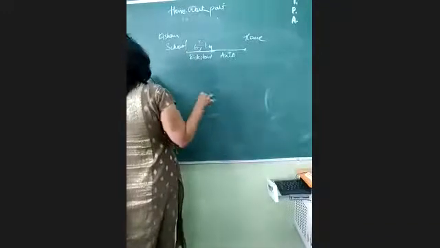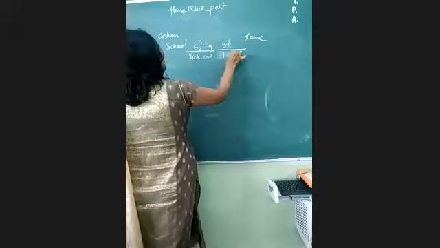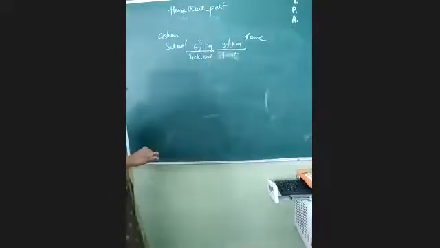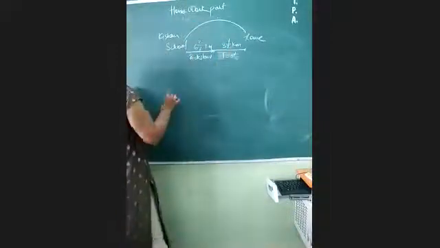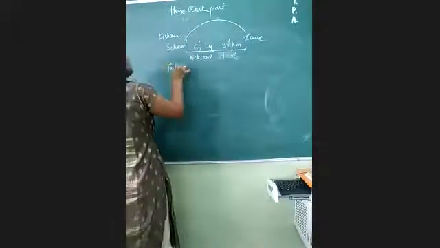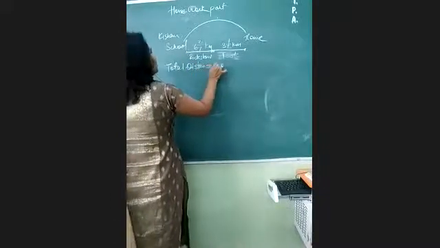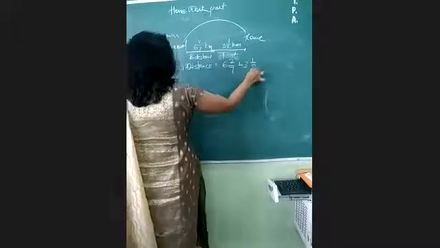Ma'am, it is on foot. Achha, sorry, this was on foot. 3 whole 1 by 2 kilometers. Okay? So here 6 whole 2 by 7 and 3 whole 1 by 2 kilometer on foot. Now you have to find out the total distance between school and home. How much is the total distance? So what to do? Total distance will be 6 whole 2 by 7 plus 3 whole 1 by 2 kilometers.